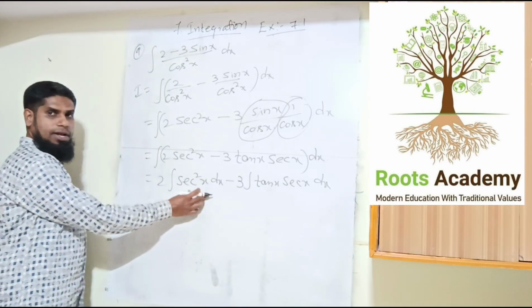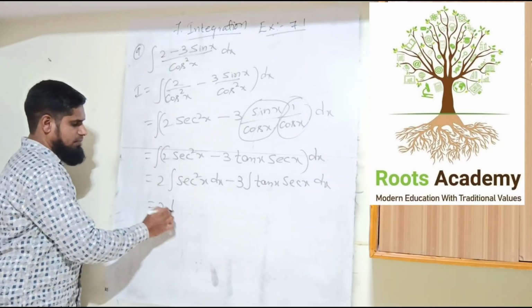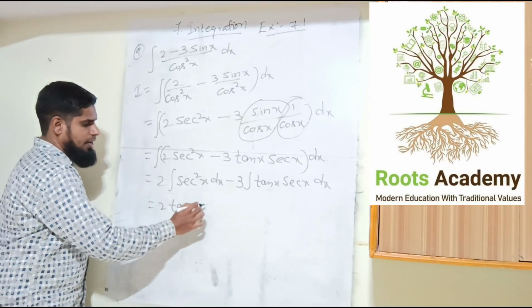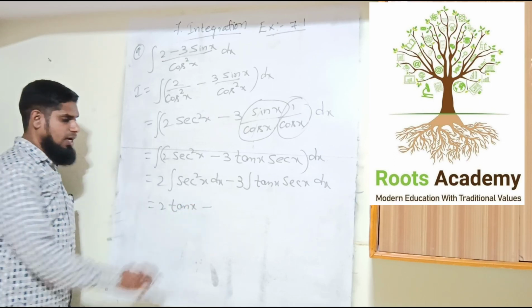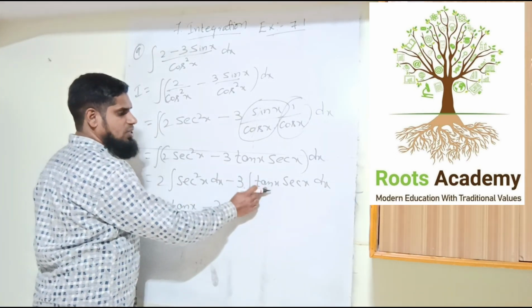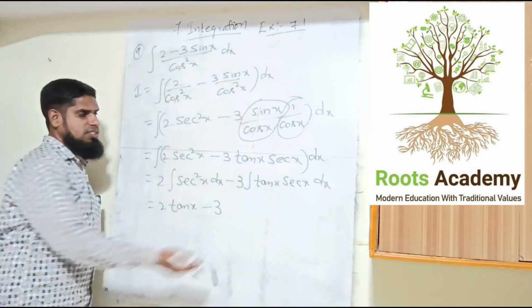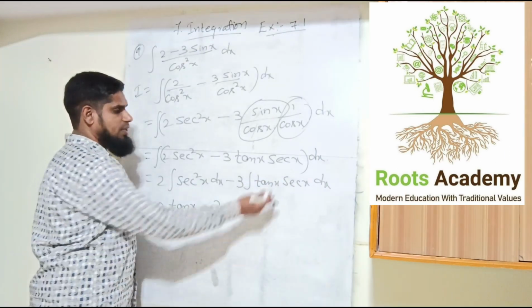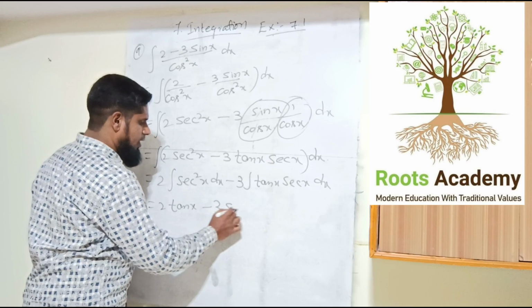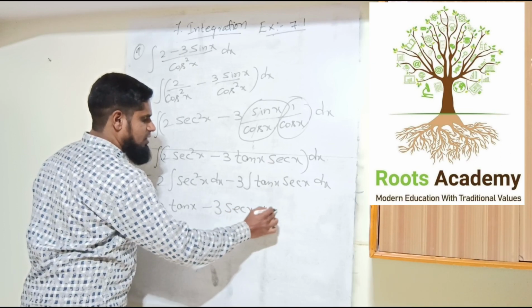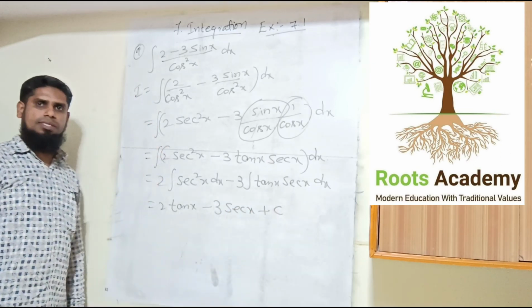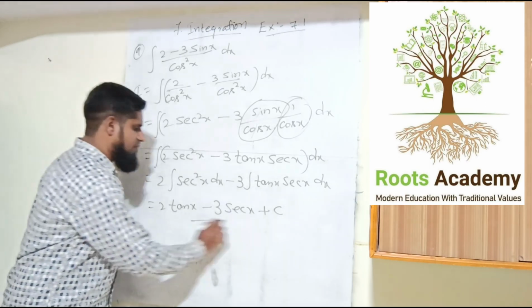Now integration of secant square x is very simple. It is tan x, minus 3 as it is. Then the integration of tan x into secant x, or secant x into tan x, as we did in the previous problem, it is secant x. Obviously, at last, plus c. This is the final answer.